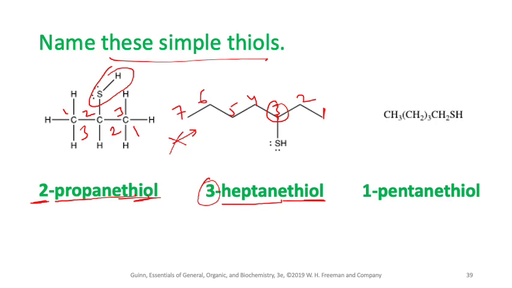And what about this one? You have to start from here, 1, and how many total carbons do you have over here? 1, then 3, 4, 5. 5 is pentane thiol, and where do you have the thiol group? On the first carbon. If you don't want to write the 1, you can also just write pentanethiol. So this is how you normally write the naming of these thiols.